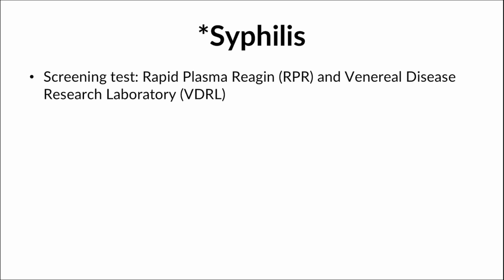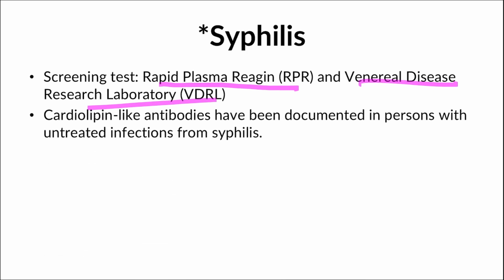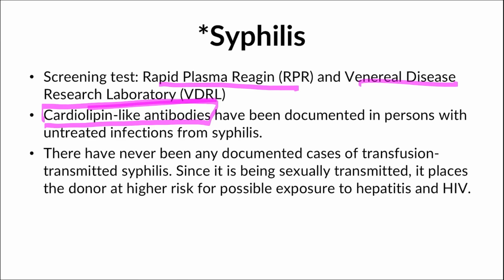How about syphilis? Remember, if the donor tested positive for this or is taking medication for this, syphilis caused by Treponema pallidum, there is a temporary deferral of 12 months, just like gonorrhea. For the syphilis screening test, we have the RPR and of course the VDRL. And I hope you still remember the principle of this in your immunology. Cardiolipin-like antibodies have been documented in persons untreated with syphilis, found in the serum of patients who have been exposed to syphilis.